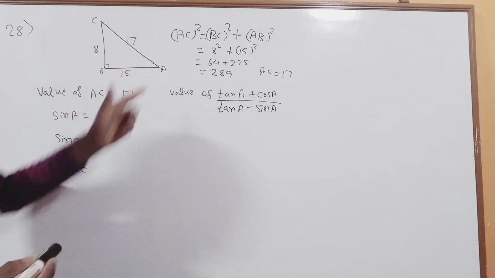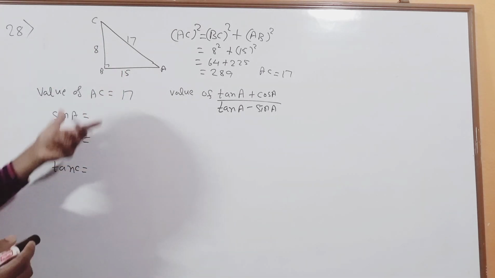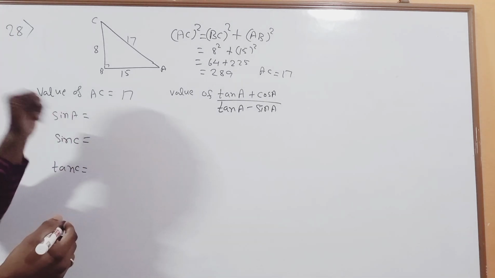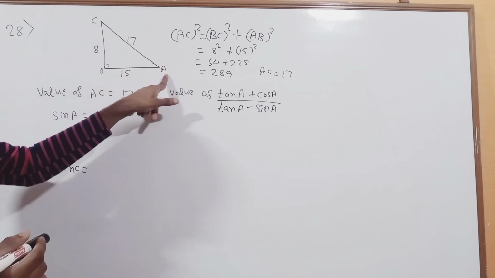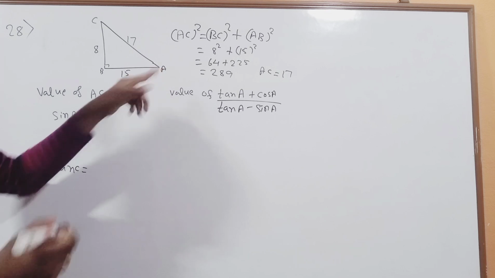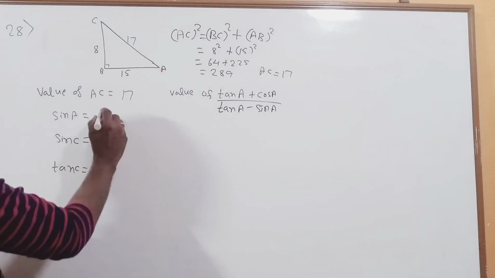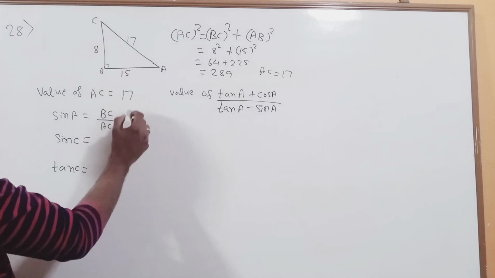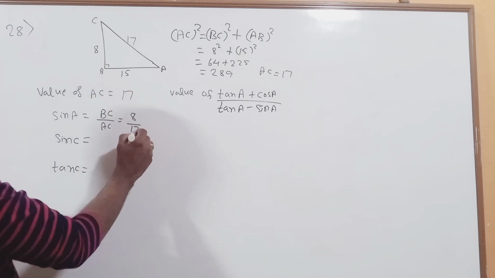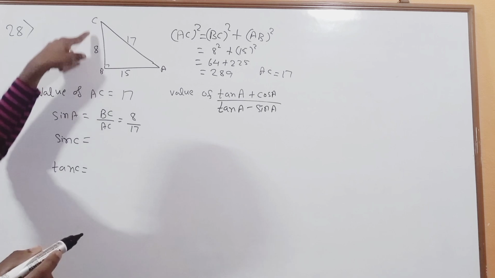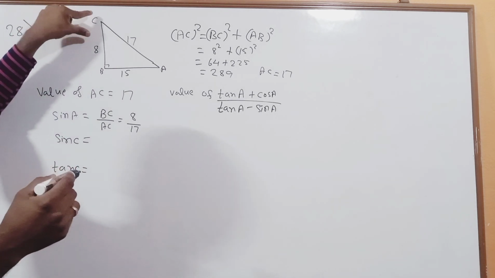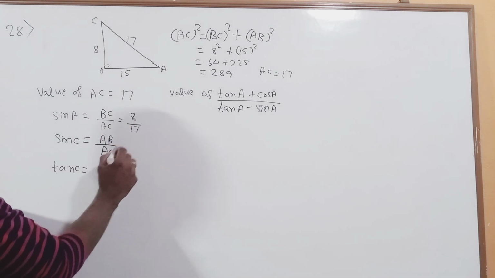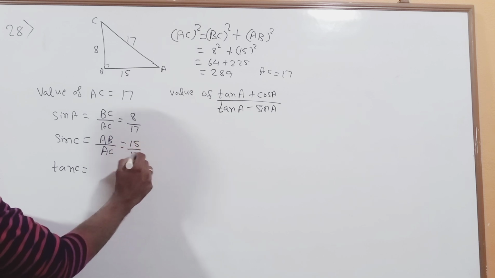So once you have got all the sides of the triangle, whatever trigonometric ratio they ask, we can easily find. So the next is sin A. Sin A means A is here. So the opposite side to this angle is BC. So BC divided by hypotenuse, which is AC. BC is 8, AC is 17. So this is sin A. Now sin C they are asking. That means this side. What is the side opposite to this angle? Which is AB. So AB divided by hypotenuse AC. AB is 15 divided by 17.